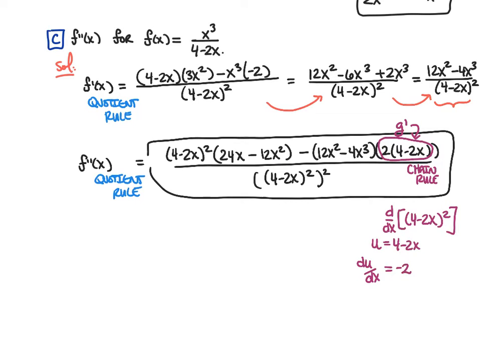is minus 2. So when you take the derivative of this whole thing, you're going to get 2 times 4 minus 2x to the first, all multiplied by minus 2. And good thing I'm describing this, because I did forget that minus 2 there. There will be a minus 2 multiplied by that expression. All right, and that is your chain rule. So be careful, because sometimes you'll have chain rules kind of sneaking in there.